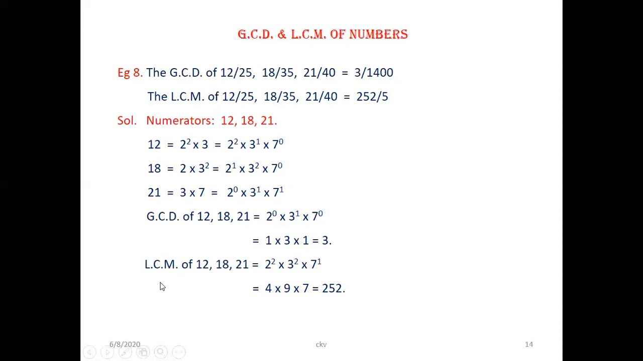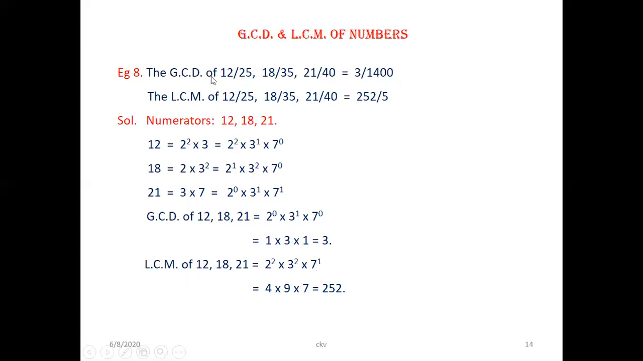Whereas when you are writing the LCM, you first write all the prime factors which are common in all these numbers and you pick up the highest powers. That's all. So 2 power 0 is 1, 3 power 1 is 3, 7 power 0 is 1, product is 3. And here 2 square is 4, 3 square is 9, 7 power 1 is 7, product is 252. So for numerators, we found out GCD and LCM.